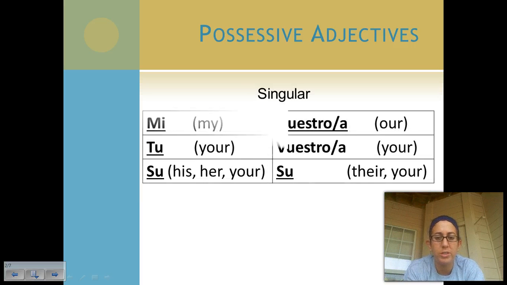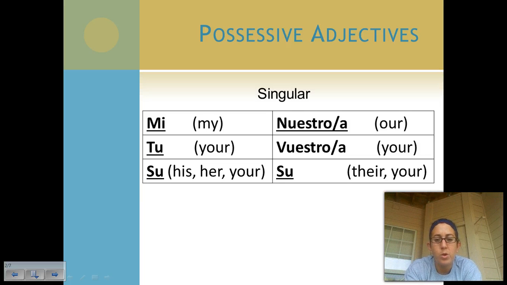Here are our singular possessive adjectives. If I wanted to say my, I would say mi. For example, my house, mi casa. If I wanted to say your house, I would say tu casa. If I wanted to say his house or her house, su casa. And if I was using the usted form, then I'd also use su.